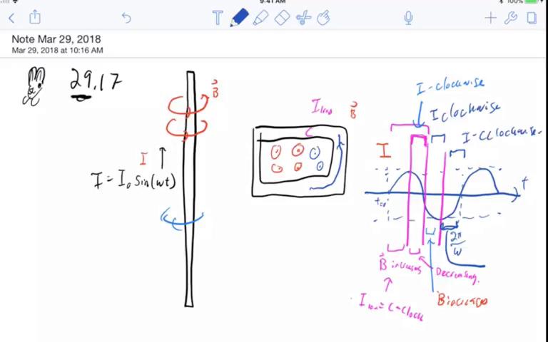Okay, so for the first bit, it's counterclockwise, and then it's clockwise, and then it's counterclockwise again. And the cycle repeats itself. So it goes counterclockwise, stop, clockwise, stop, counterclockwise, stop, clockwise, stop, over and over and over for as long as the cycle continues.